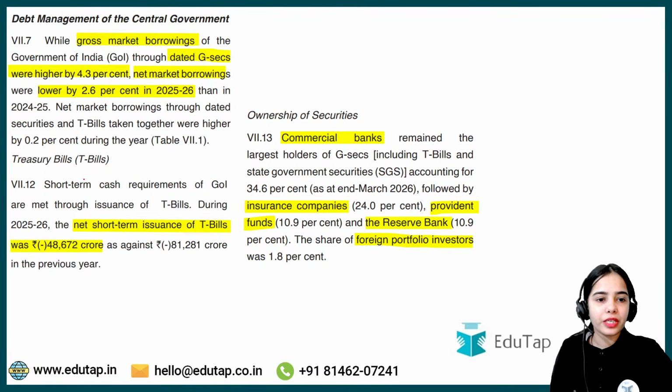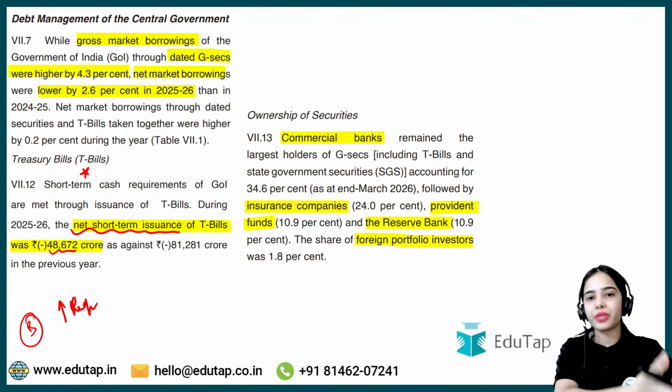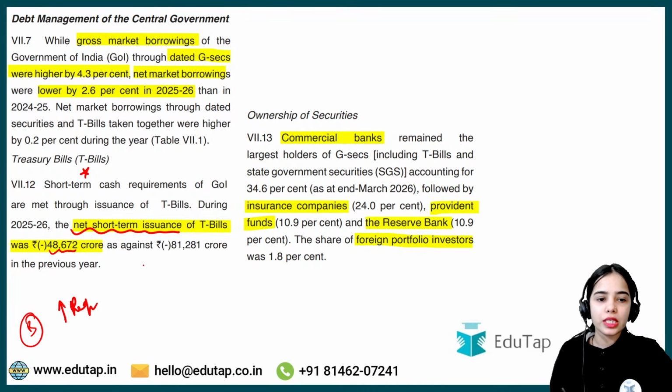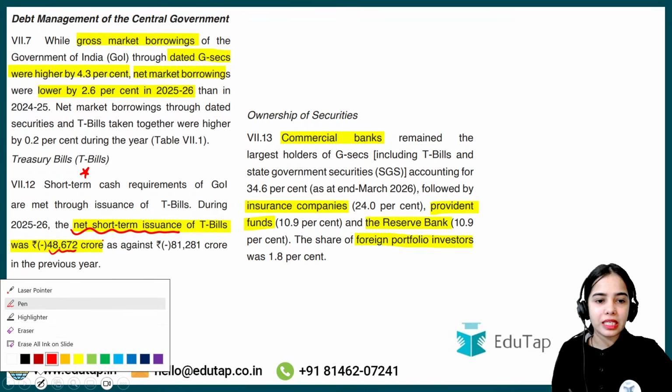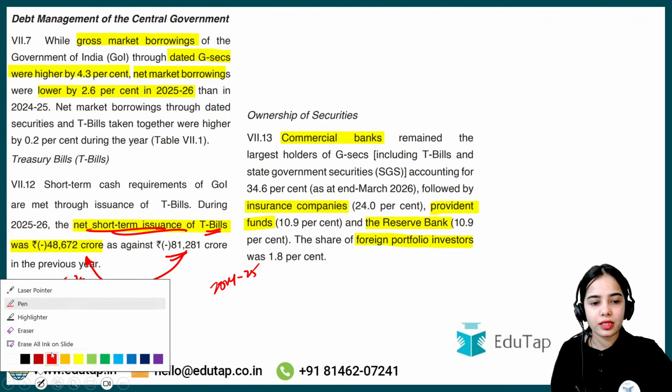Basically, the treasury bills had a net short-term issuance of negative 48,672 crore. That means more repayments happened than borrowings, because repayments had to happen for the previous treasury bills from the past year also. The net short-term issuance of T-bills was still higher than the previous year, because in the previous year the negative was larger. In 2024-25, the negative was larger in comparison to 2025-26. Okay, this is the idea.